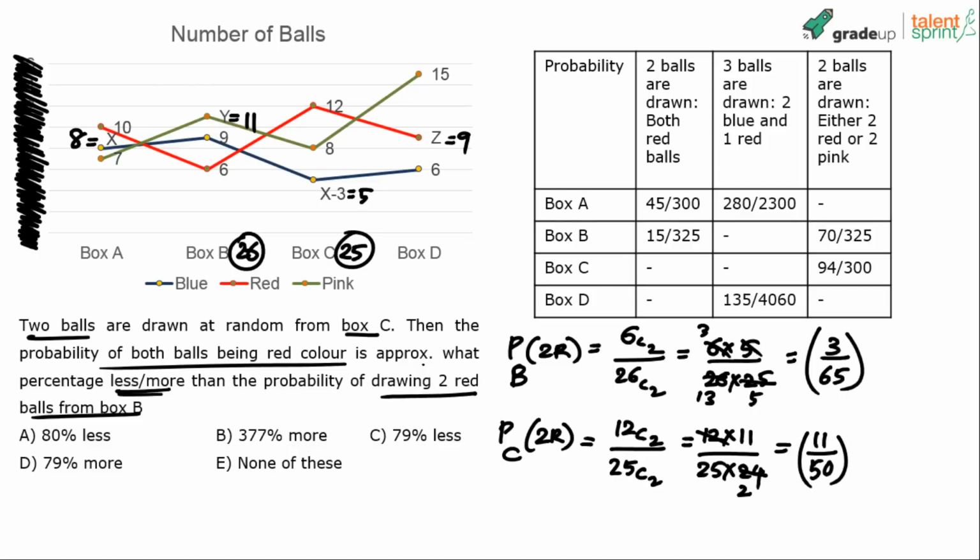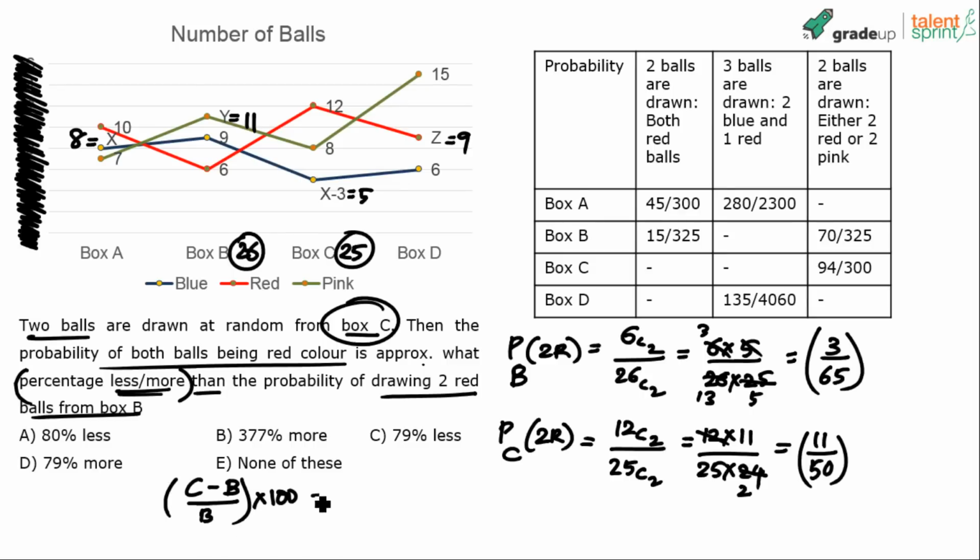Now understand, look at the question properly. The probability of both balls being red in C is what percentage less or more than B? We are comparing with B. C is what percentage less or more than B? See, a very popular question type from percentages. X is what percentage less or more than Y? X minus Y by Y into 100. So here the answer should be C minus B by B into 100.